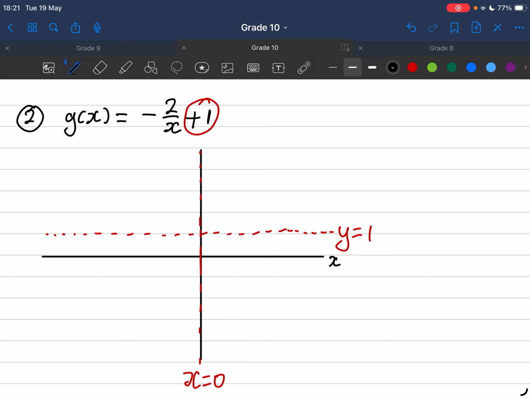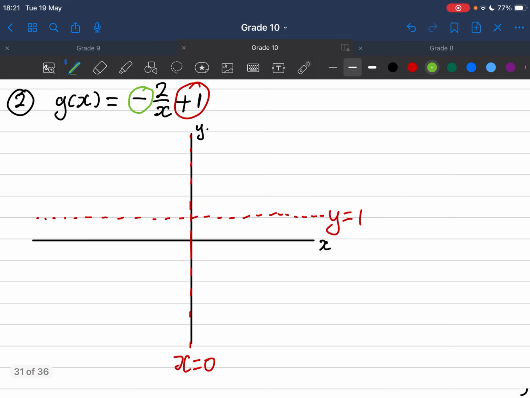This is your x-axis, this is your y-axis. We note that this is a negative, so our graph fits into quadrant 2 and quadrant 4. So somewhere there, and somewhere there. All right.